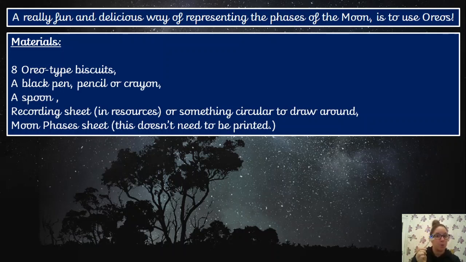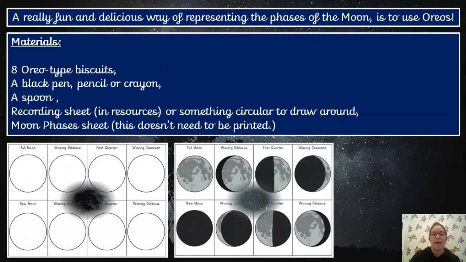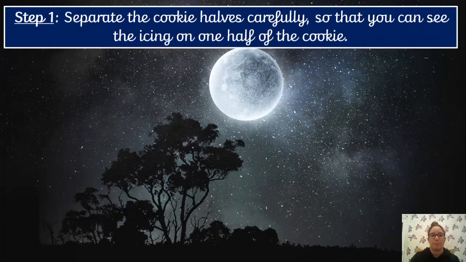A spoon, a recording sheet, and a moon phases sheet. Okay, they don't need to be printed. If you don't have a printer or you prefer to draw it, that's fine. You can draw this recording sheet here. So you just need to draw 8 circles and label those. Okay, this one you don't need to draw. You're going to do that as your activity. Okay? So, step 1.